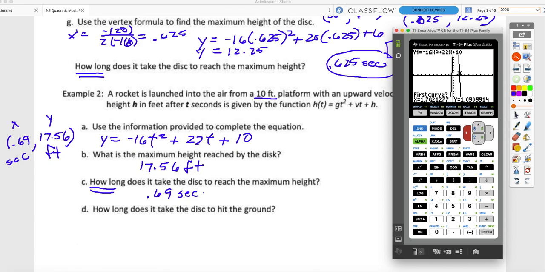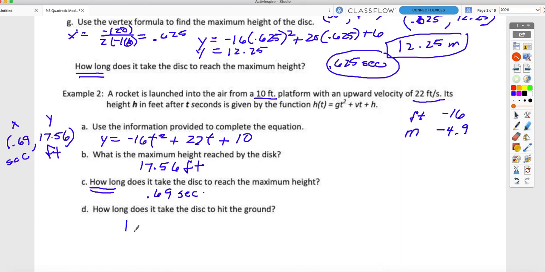Okay, so there's my first curve, second curve, and my point of intersection is, I expect the y to be 0, 1.735, so it's going to be 1.74. How long does it take to reach the ground? It's an x-intercept, so it's an x value. That is going to be in seconds.